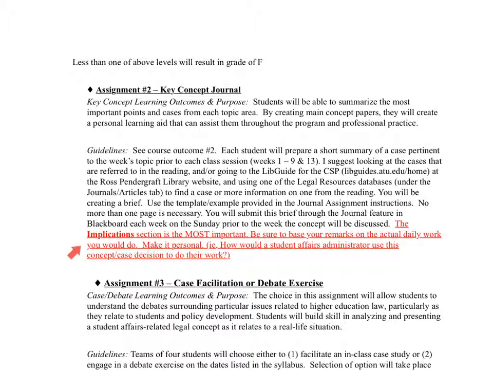So we're looking at maybe the Americans with Disabilities Act. How does the Americans with Disabilities Act, or any of the legal cases that go to that, impact what you do as a career services officer? Well, it might be a couple of things. It might be making sure that when you have workshops on resume writing, you're providing those in an accessible area or something like that. Make it as personal to your work as you possibly can.